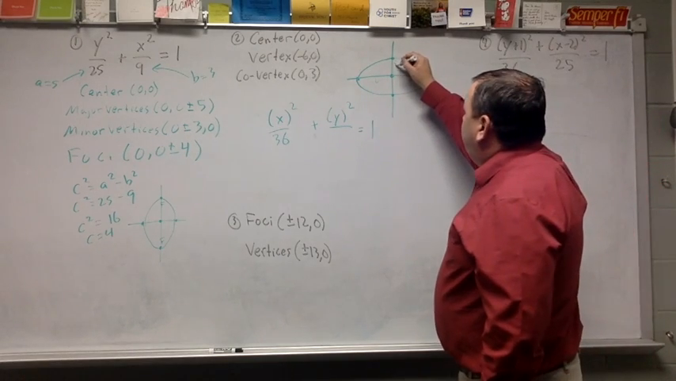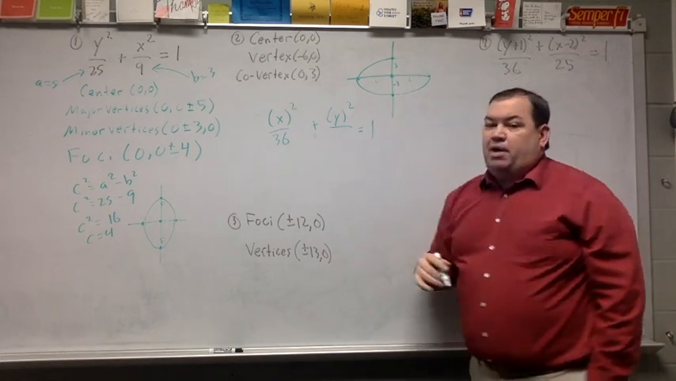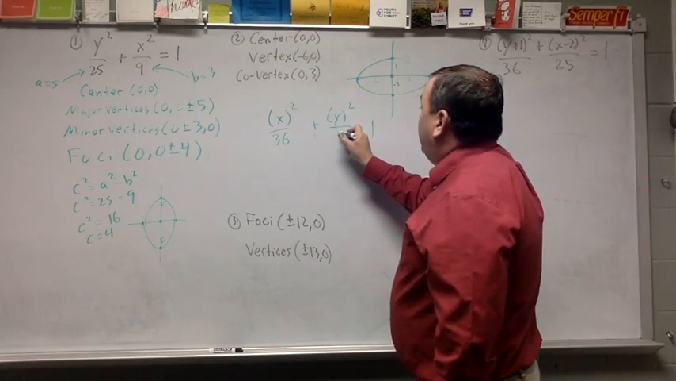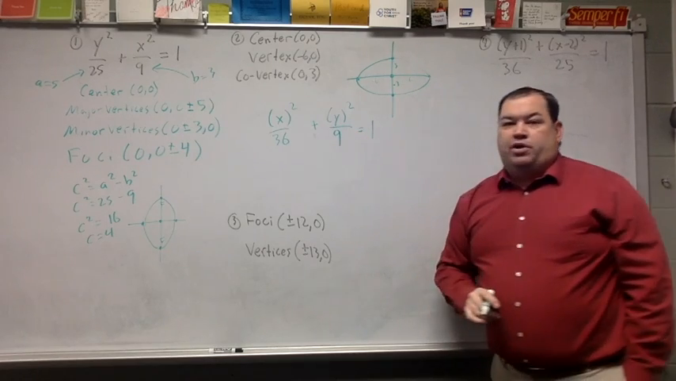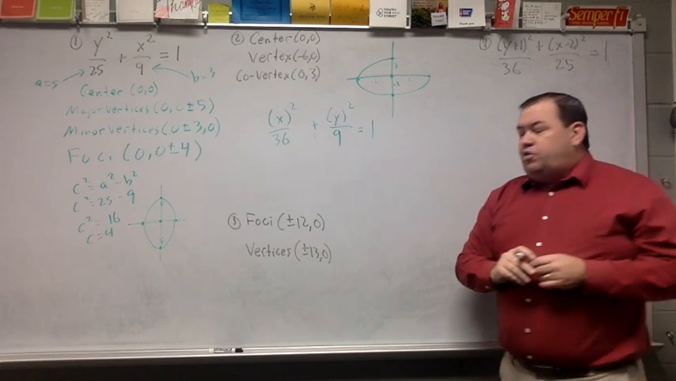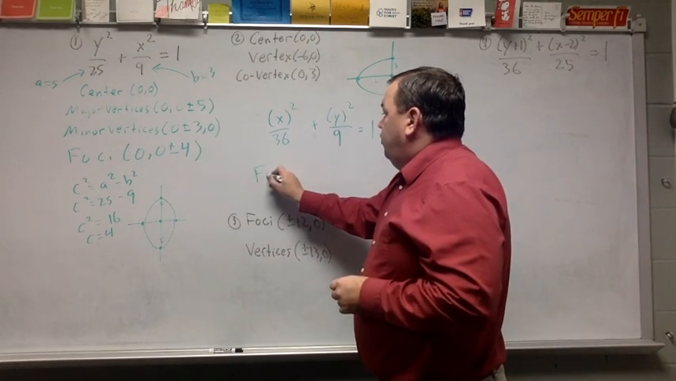And we went up 3 and down 3, so that's my minor vertex. That's my B, but I have to square that. 3 squared gives me 9. So there's my equation. The only other thing they may ask for is the foci.